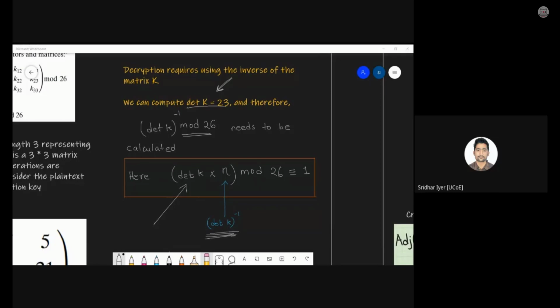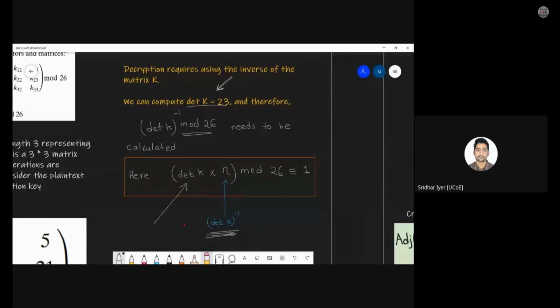We have got the value of determinant K, which is 23. Using that value only and doing some sort of mod operations, we are going to find out the value of n. Now, what is n? Have a look. If I multiply the determinant of K by any arbitrary value n and take a mod of that value by 26, wherever I get the remainder as 1, that will be my determinant K inverse. Am I making any sense?